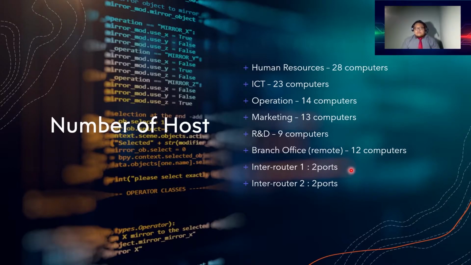As we can see here, the human resource has 28, ICT 23, operation 14, marketing 13, R&D 9, branch office 12. Inter-router 1 and inter-router 2 are going to need 2 ports each, which means they are going to need 2 IP addresses. The method that we are going to apply in the subnetting process is that we are going to calculate the subnetting from the highest number of computers or hosts to the lowest.